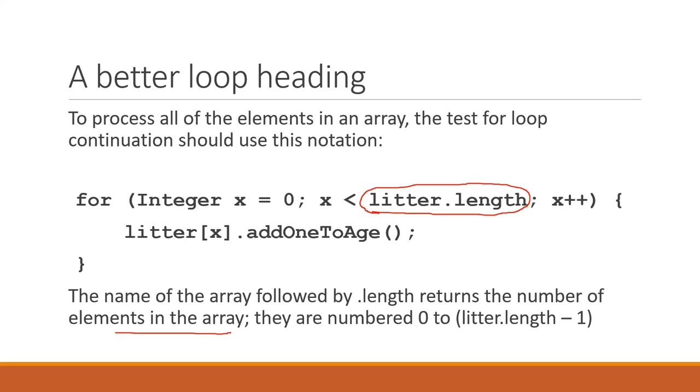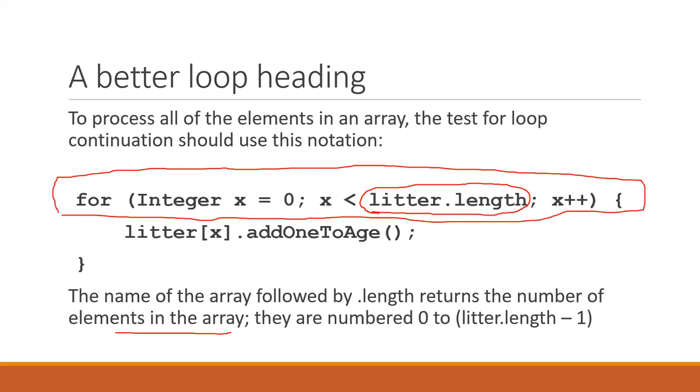Okay, so you're going to see this heading over and over again in our labs and our work. You want to have the control variable for the loop starting at 0, going up by 1, and keep going as long as you're strictly less than the length of the array. That will cause x, the control variable for the loop, to take on all of the legal subscript values or index values for the array, from 0 up to the length of the array minus 1.